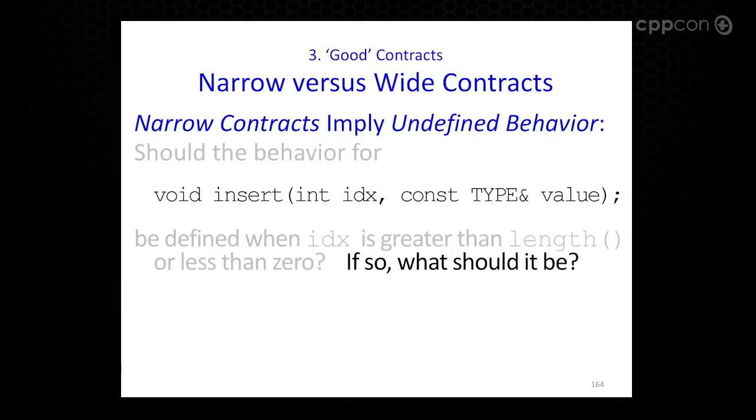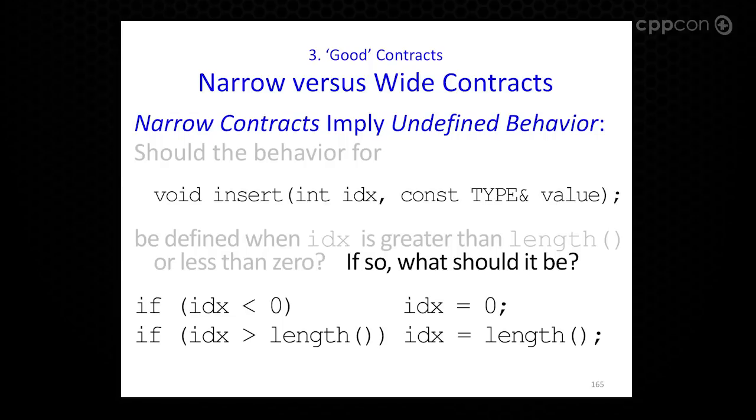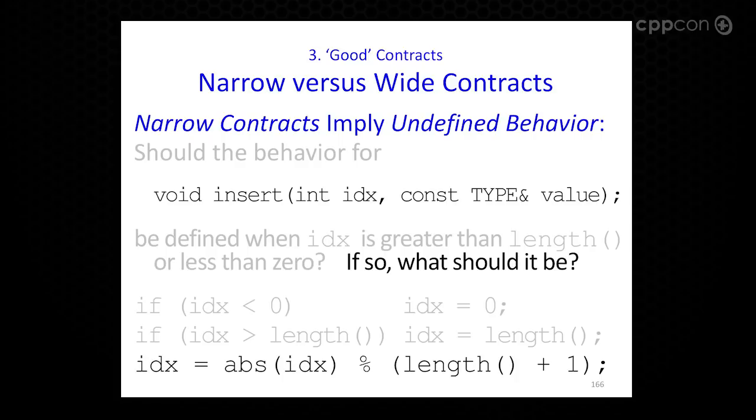One of them suggested this. If it's less than 0, just make it 0. And if it's larger than length, just make it length. And the other one chimed in, no, that's ridiculous. Just mod it by the length plus 1. No? Okay. Needless to say, I was not happy with either of them.